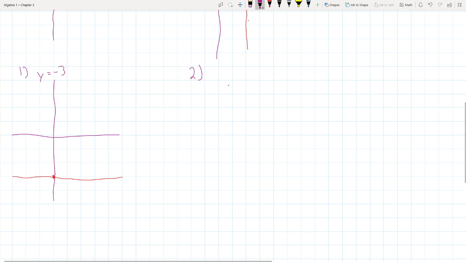Number 2, if we have a graph with totally straight lines, and our equation says x equals 2, our graph is at 2, and it's always at 2. Put it down right there.